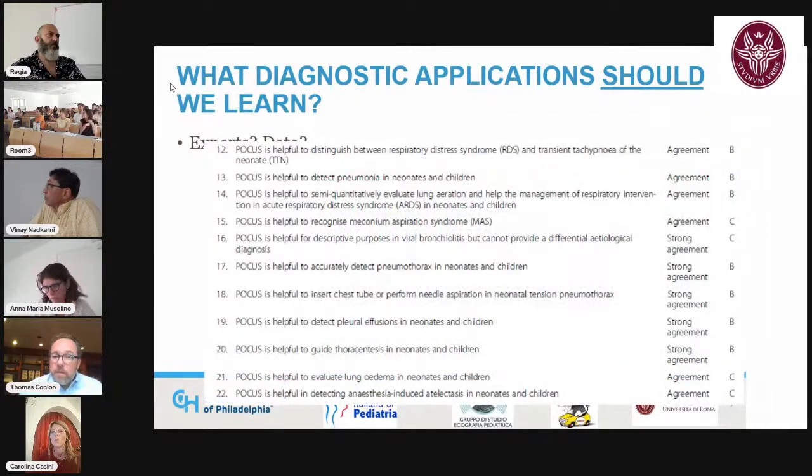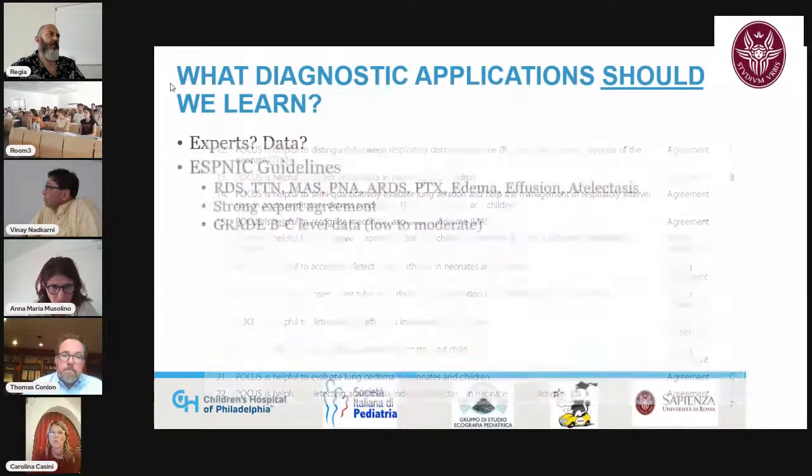Now, when I'm specific to lung ultrasound, you can see that we have 11 different applications, 9 of which are diagnostic applications. And I'm not going to go through each one of these, but you can see that there is expert agreement, and then there is the data that supports those statements.